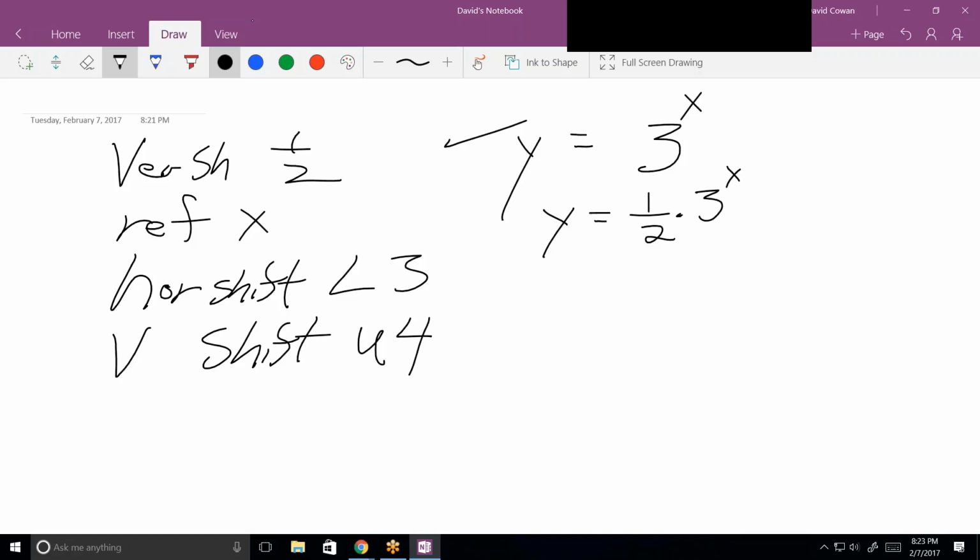Notice that this 1/2 is not being taken to the x. 3 is the only thing being taken to the x. So this is a multiplier of your parent function, just like vertical stretches and shrinks all are. That takes care of that one. Reflection over the x, what's that going to look like? There's going to be a negative in front of the 1/2.